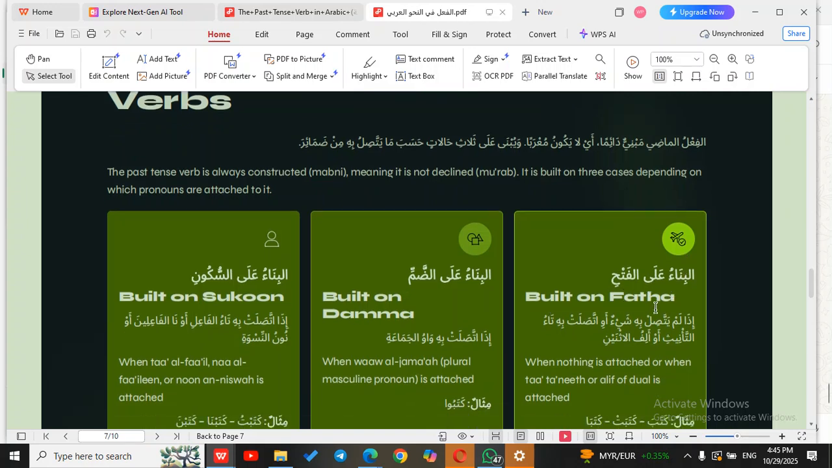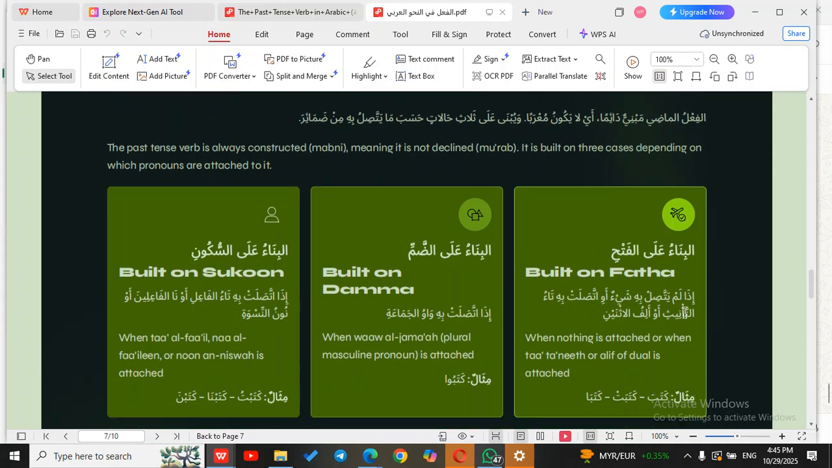Now, here we have al-bina'u ala al-fath, built on fatha. We used to build fi'l madi, past tense, on fatha.